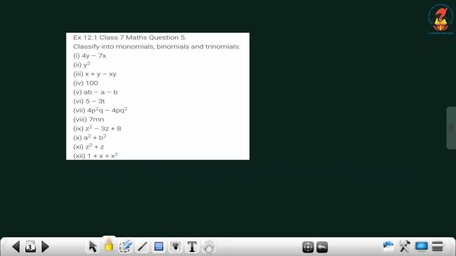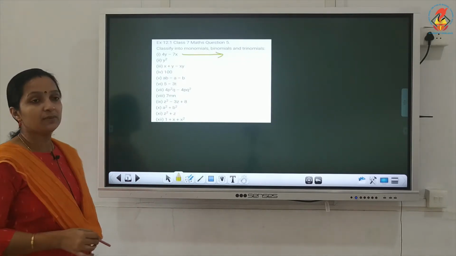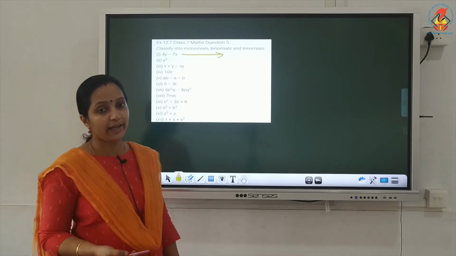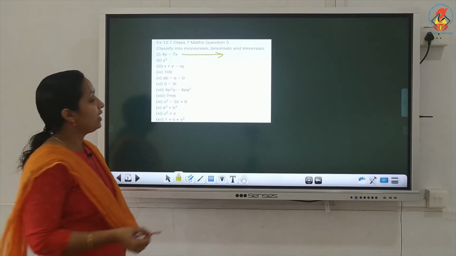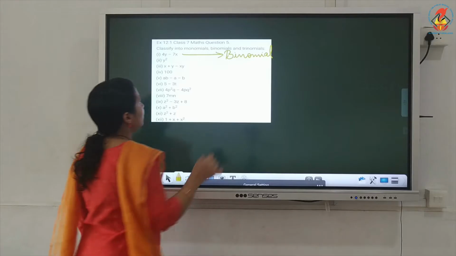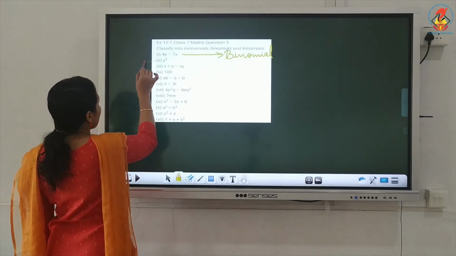Okay children, now look at these exercise questions. Exercise 12.1 question number 5. Look at the first question. How many terms are here? 4y minus 7x. You can see that there are two terms in this expression. So if an expression contains two unlike terms, what can you say? It's binomial. What is the name? Binomial.